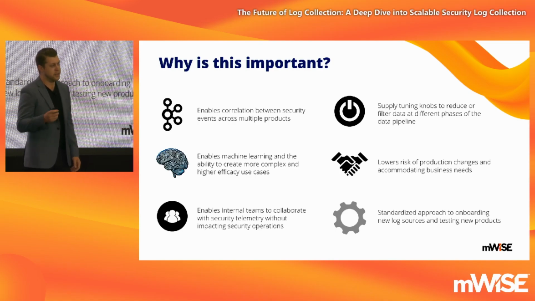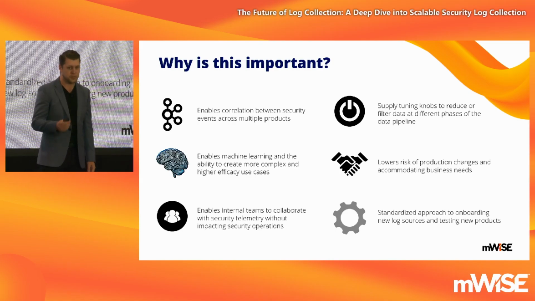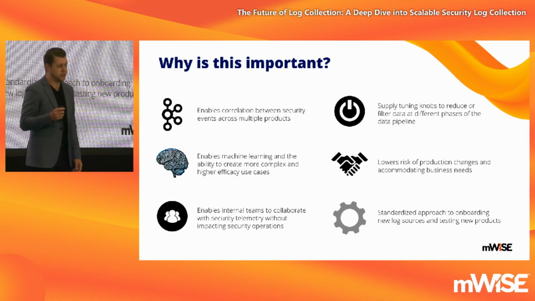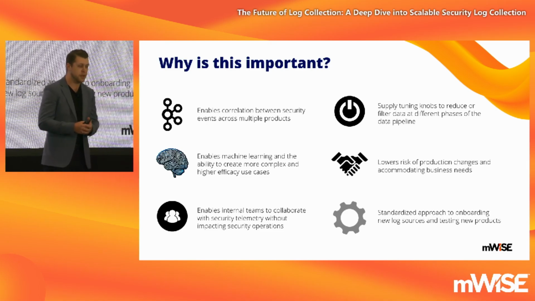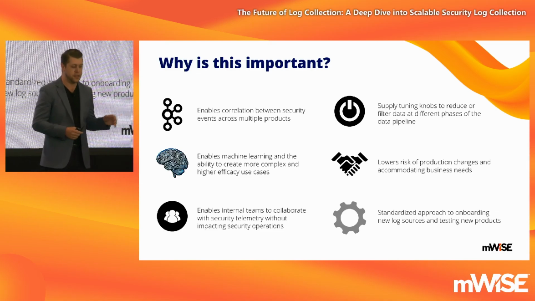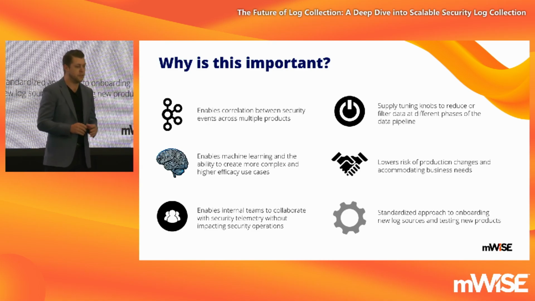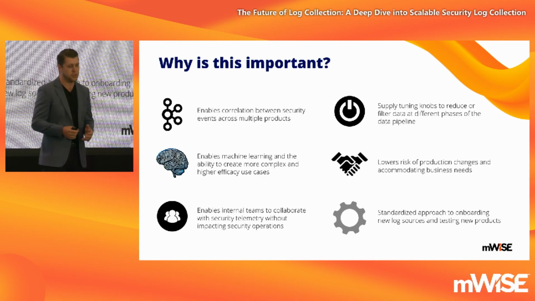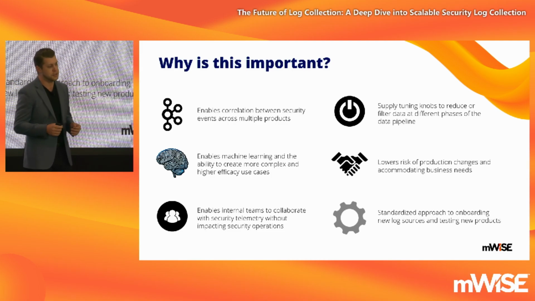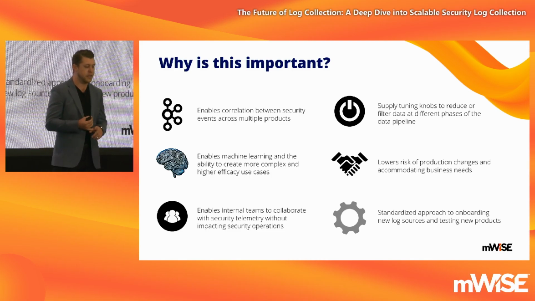So why is that important, right? Just for our first bullet, right? For security applications, enabling that correlation between security events across multiple products is super important. If you have a mixed bag of devices, applications, security telemetry, you want to make sure that it's organized in a way that you could aggregate on the data as well as detect on the data.